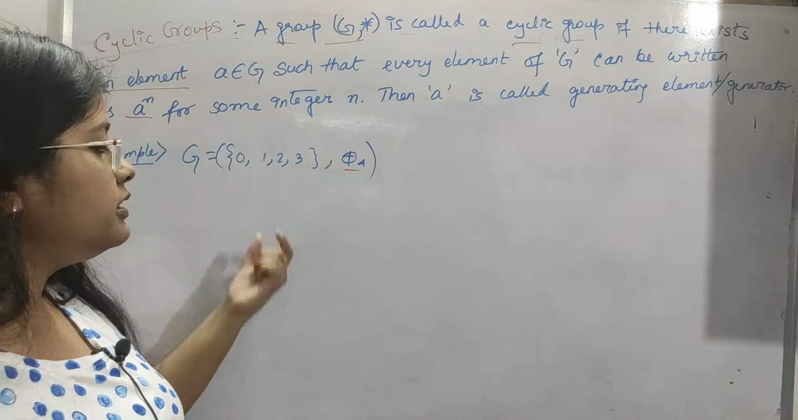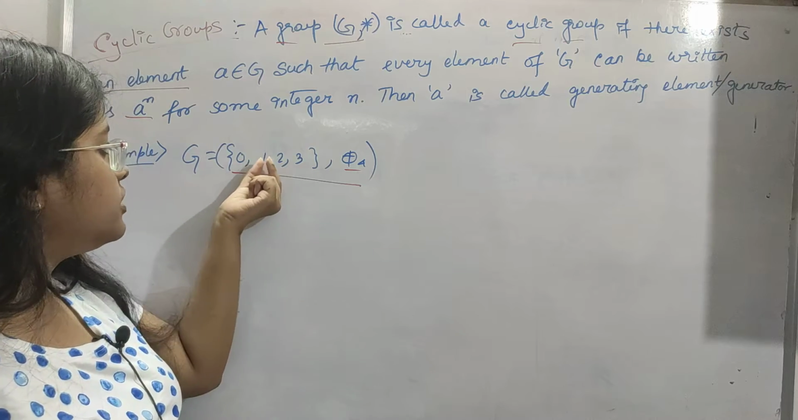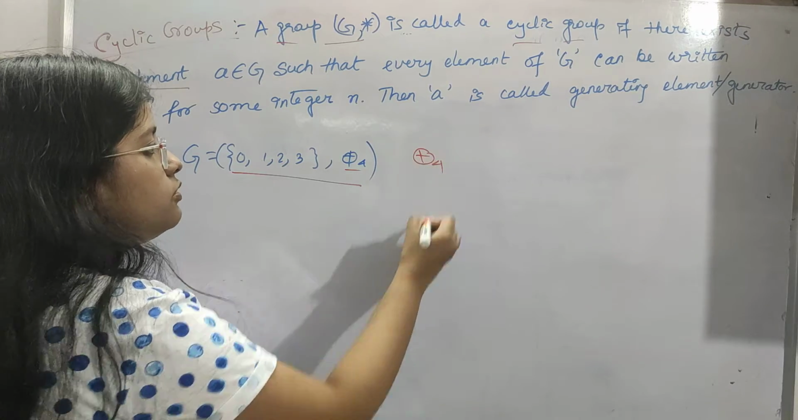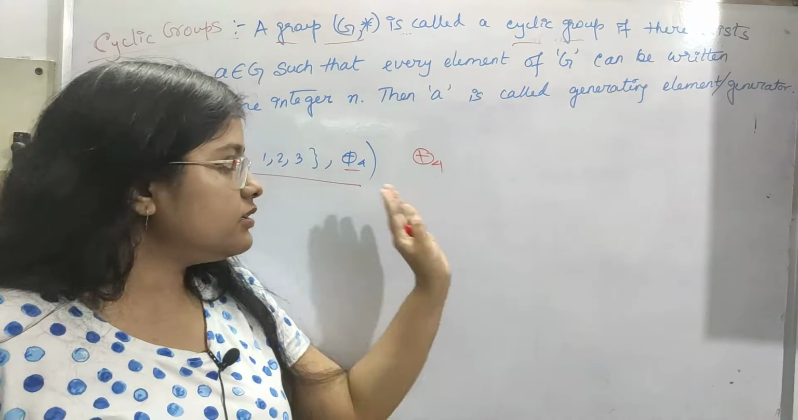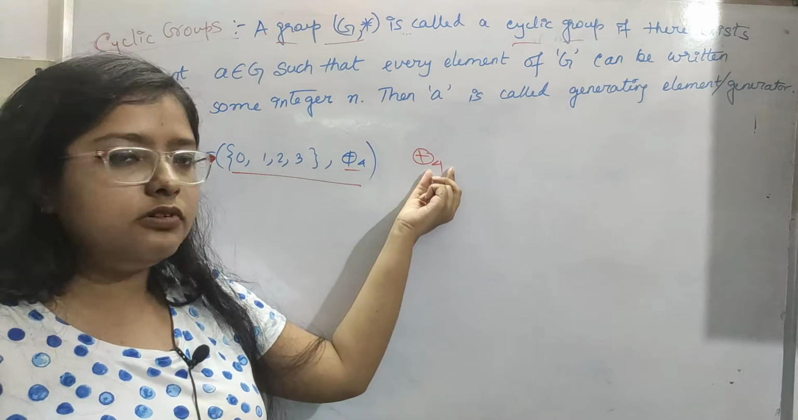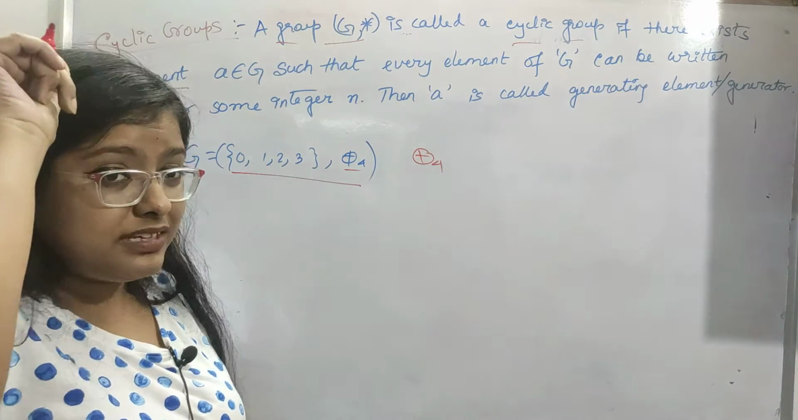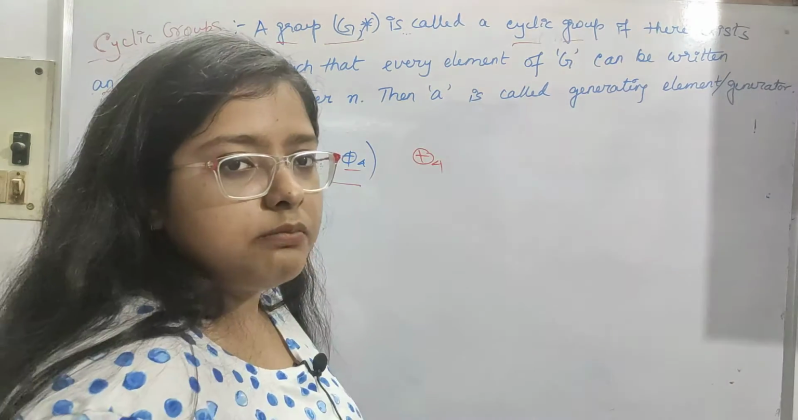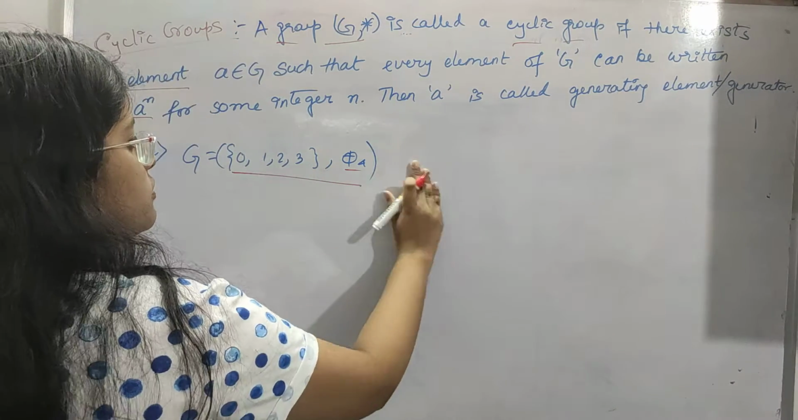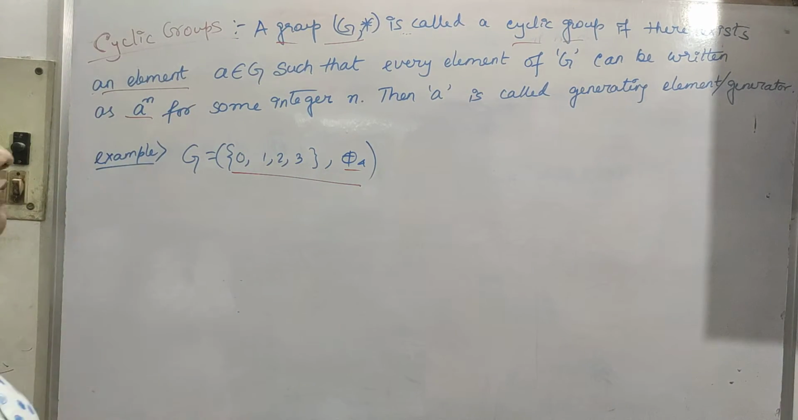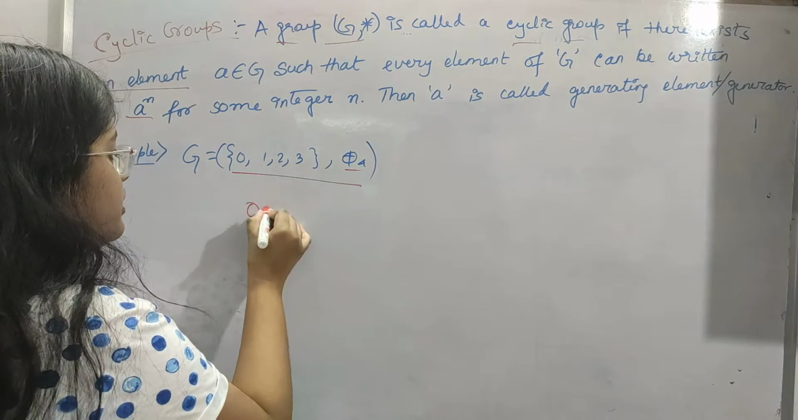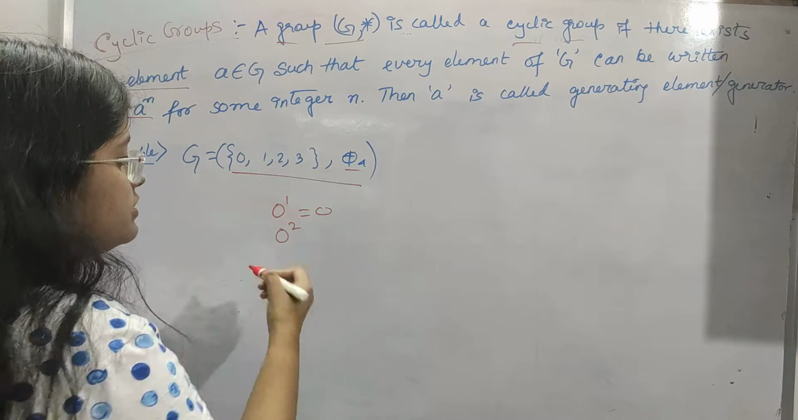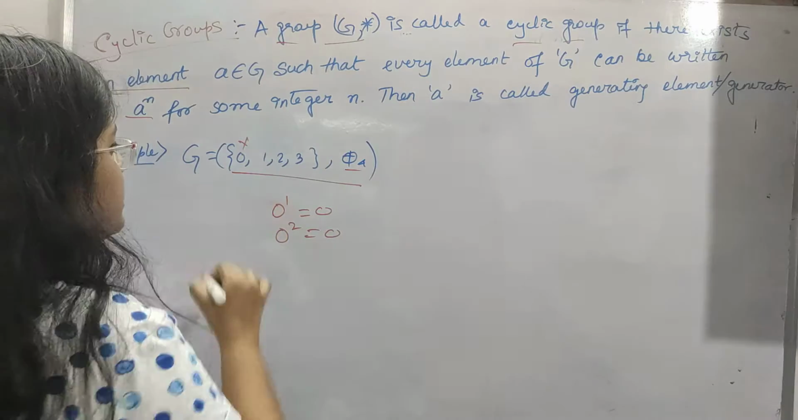Let's see another example like this. 0 1 2 3, these are the elements present in the group and this is modulo 4. So what does modulo 4 mean? You do addition, and whenever it reaches 4, you take the modulus. I hope you know modulus, we have done C programming. Modulus means the remainder part. So 0 will never generate any other element. 0 plus 0 is 0. So 0 cannot be a generator.